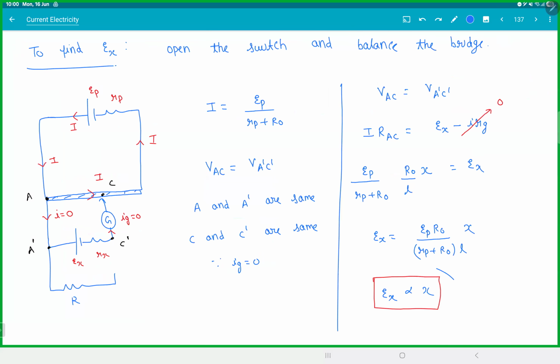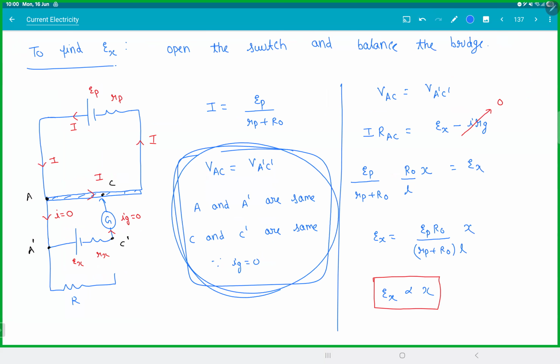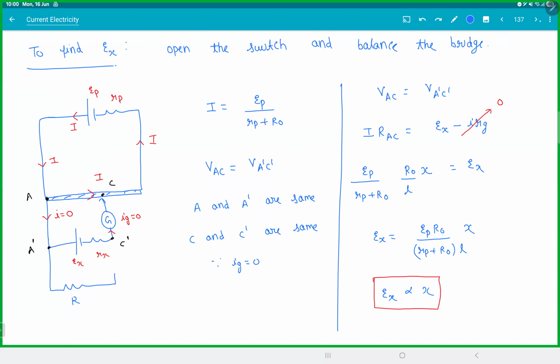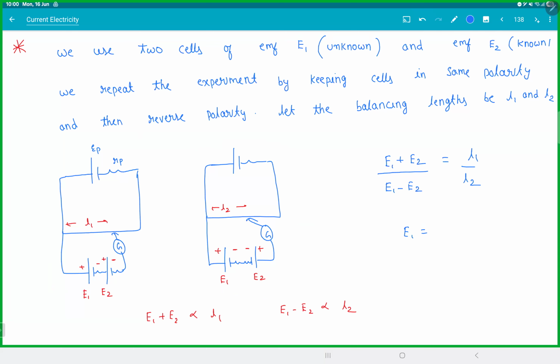This comes because E is proportional to X. And we got that because VAC is equal to VA dash C dash. If you ask me, this is the primary one. As long as you understand this part, you can handle some varieties. We'll see. Clear with this? Any doubts on this page? Going ahead.